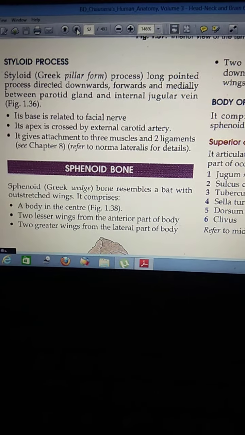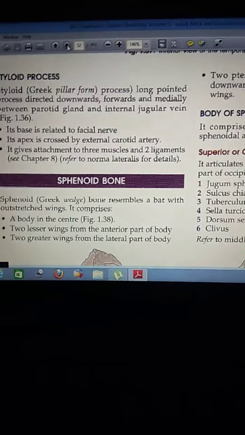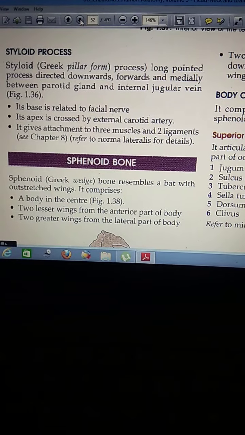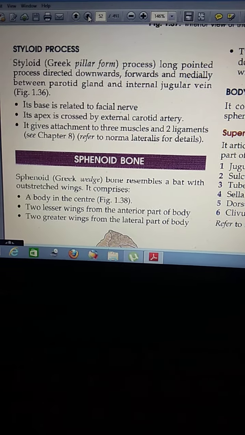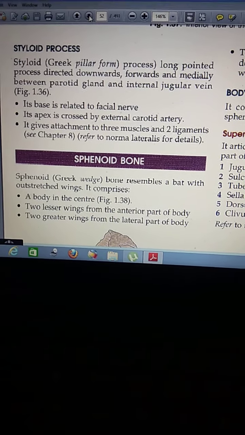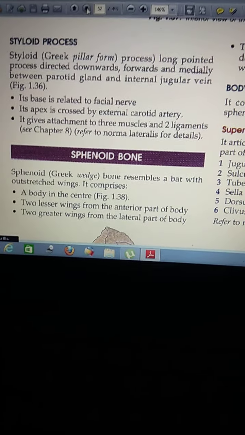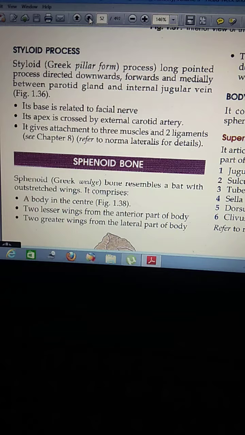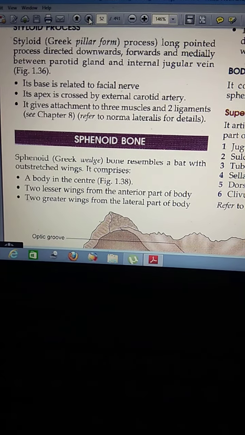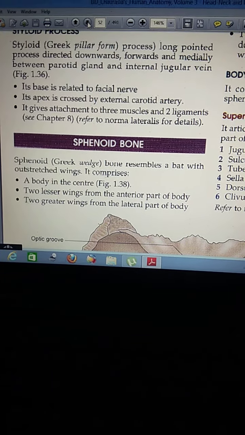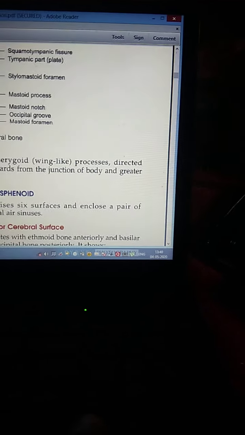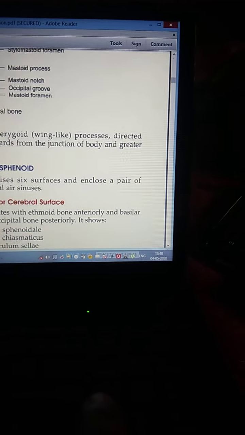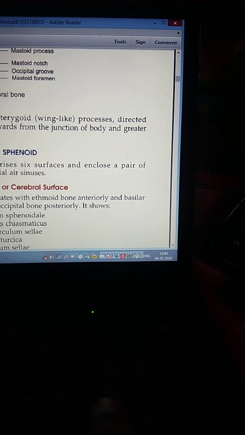Good morning, all. Today's topic is the sphenoid bone. The sphenoid bone resembles a bat with outstretched wings. It comprises a body in the center. The lesser wings form from the anterior part of the body, and the greater wing is the lateral part of the body. Two pterygoid processes are directed downwards from the junction of the body and greater wings.